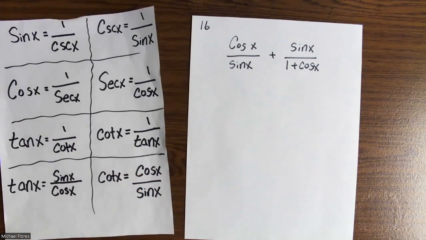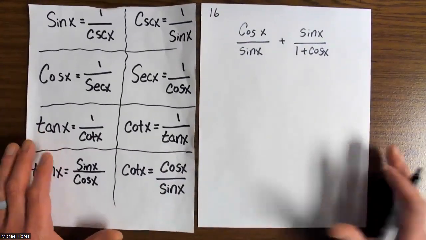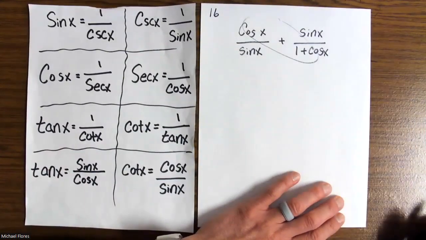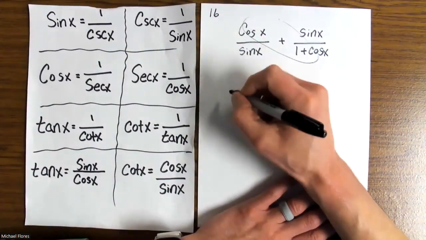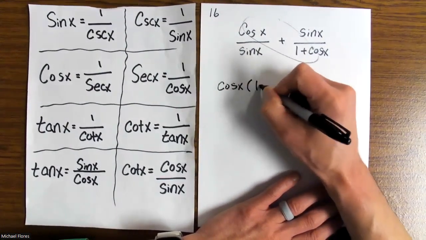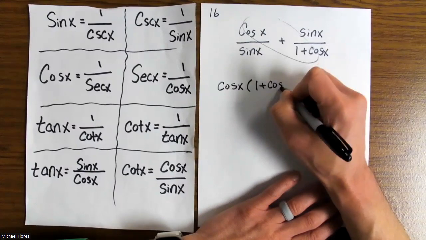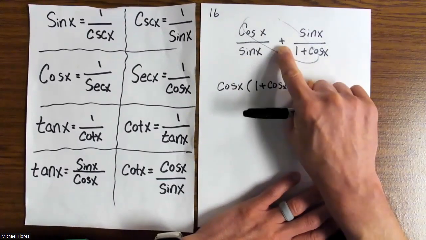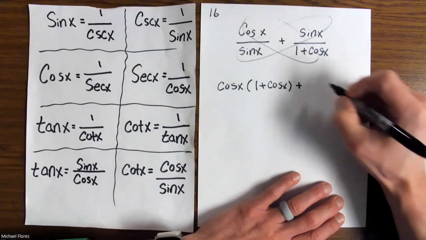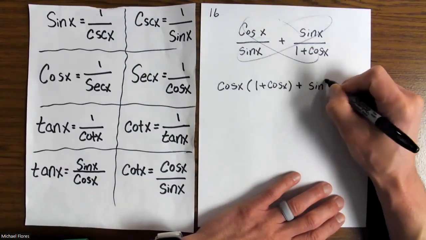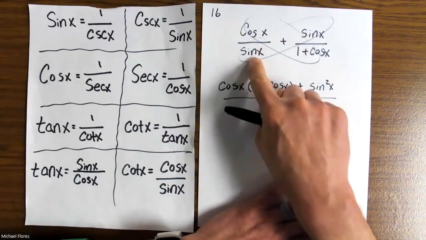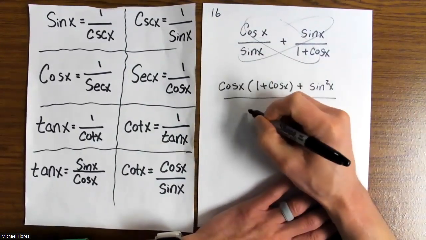Example 16. To solve this one, we're going to incorporate the butterfly method. As long as you do it correctly, you'll be fine. So cosine of x times 1 plus cosine of x, plus sine times sine, which is sine squared of x, over, now multiply the denominator times the denominator.